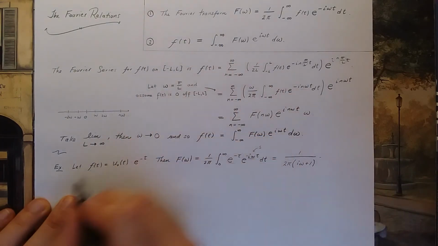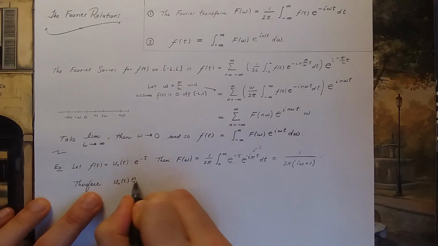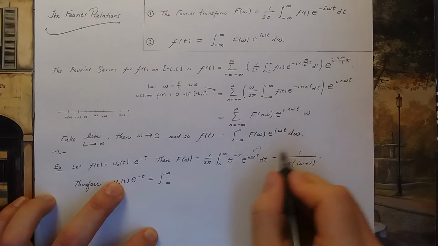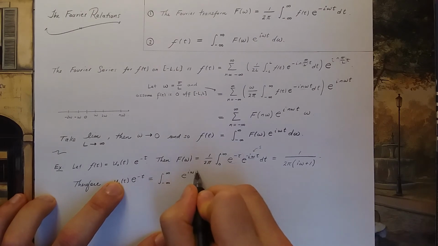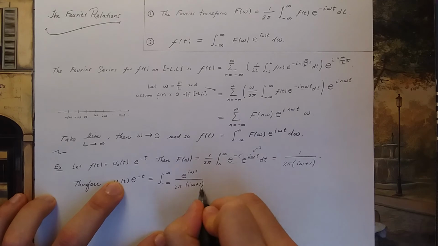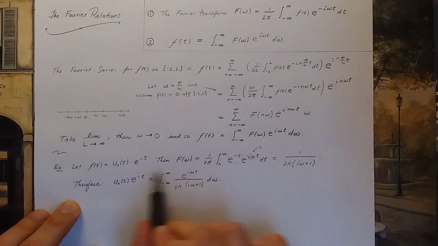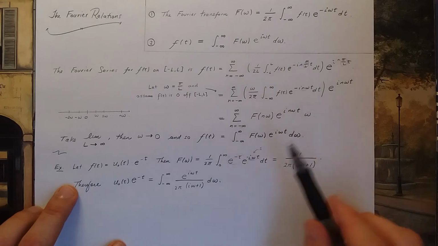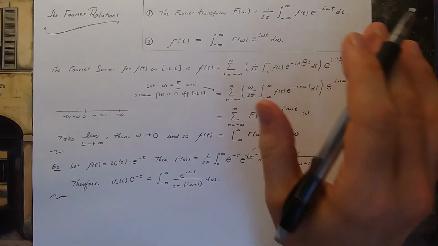So the second of the Fourier relations says, therefore, we know that the unit step function times e to the negative t is actually equal to the integral from negative infinity to infinity of this function times e to the positive I omega t. So e to the positive I omega t divided by 2 pi times I omega plus 1 d omega. This is a more complicated integral to evaluate. In fact, it's kind of tricky to evaluate explicitly, but I did want to write down an example to show you what the Fourier relations say. The Fourier relations are these two pairs of identities. Now, the Fourier relations are key in understanding the Fourier transform.